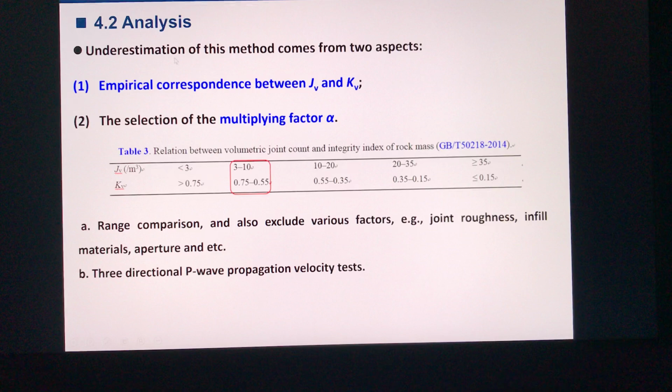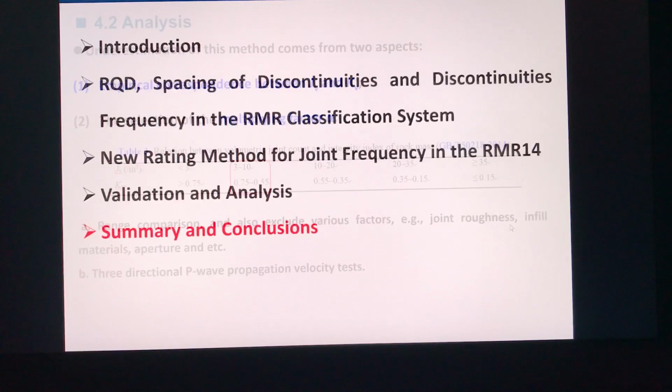Next, we will talk about the underestimation of our method. It comes from two aspects. One is the empirical correspondence between JV and KV. Next is the multiplying factor alpha, since it is a range comparison between JV and KV. Maybe in the future we can conduct the three-directional P-wave propagation velocity test.